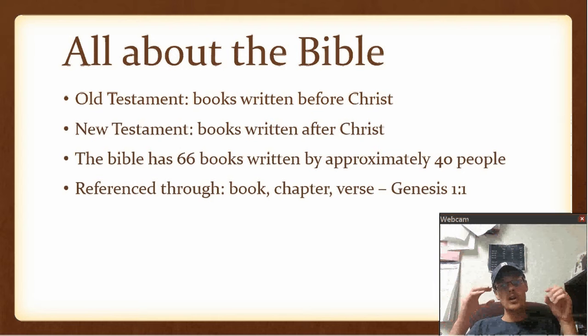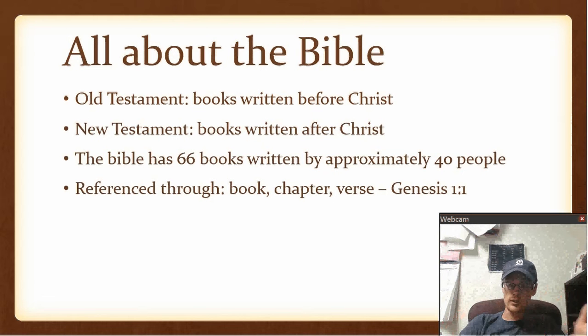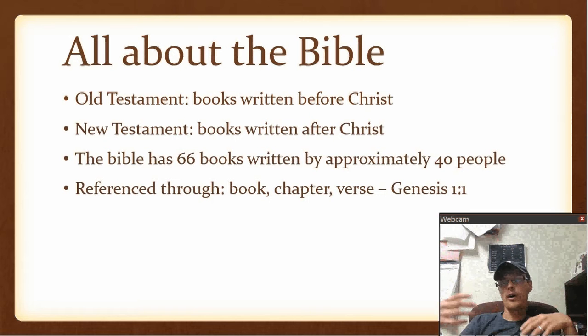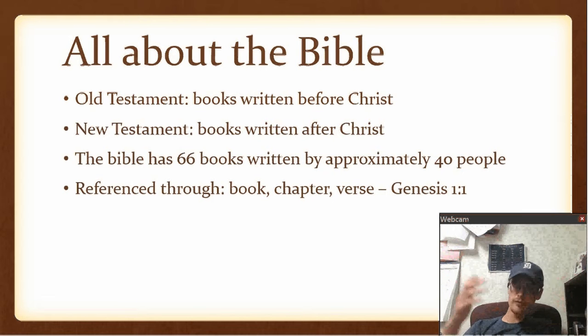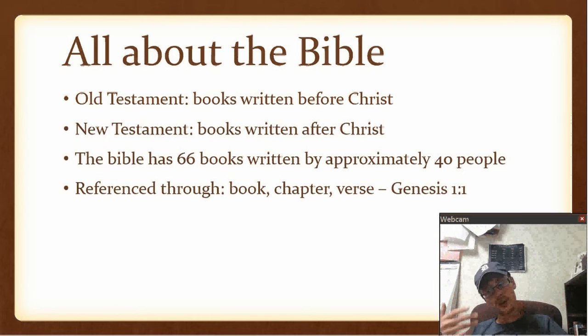Does that make sense? So when somebody says like Genesis 1:1 or like how it's written on the screen there, what that means is the book of Genesis in the Bible, the first chapter, and then the next number is the verse in that chapter. So the first number is going to be your chapter, and the second one's going to be the verse in the chapter. So Genesis 1:1 is the book of Genesis, the first chapter, the first verse. Another example of that would be like Matthew 12:10. Well, that's the book of Matthew, chapter 12, verse 10.